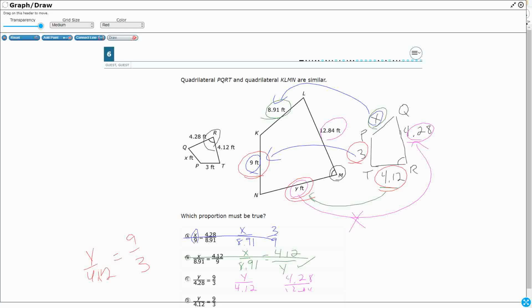And we notice that this y is going to be big. The 4.12 is the small one. And then we notice the 9 is also the big one. So the bigs are my numerators. The small one is in my denominator. The 3 is in the denominator. So that works. My answer is D.